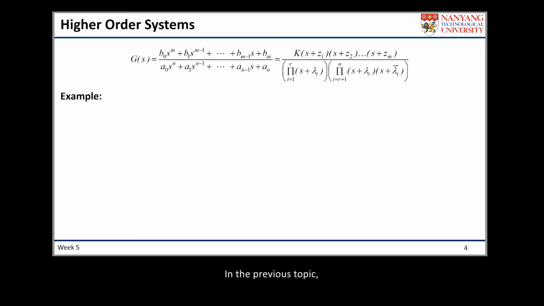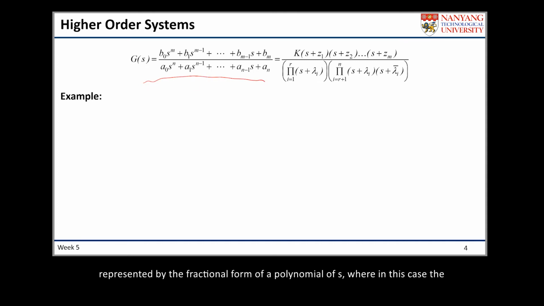In the previous topics, we have already discussed the general expression of a transfer function, as you can see in this slide. A transfer function is normally represented by the fractional form of a polynomial of s, where the numerator has an order of m and the denominator has an order of n.